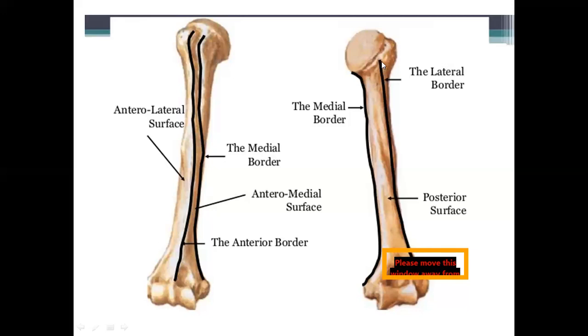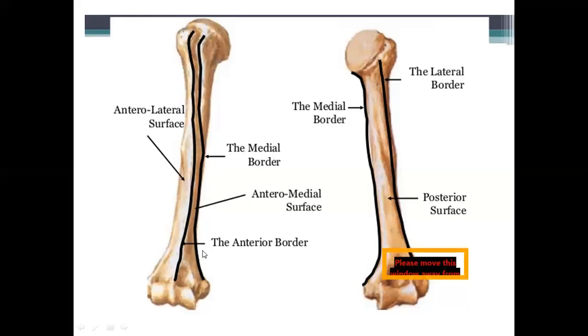Here again, the border seen on the most lateral aspect of the bone, which is continuing as the lateral supracondylar line of the humerus, this whole thing is the lateral border. So how many borders did we see now? 3 borders. Near to the midline, medial border; away from the midline, lateral border; and in the middle, right in front, is the anterior border.